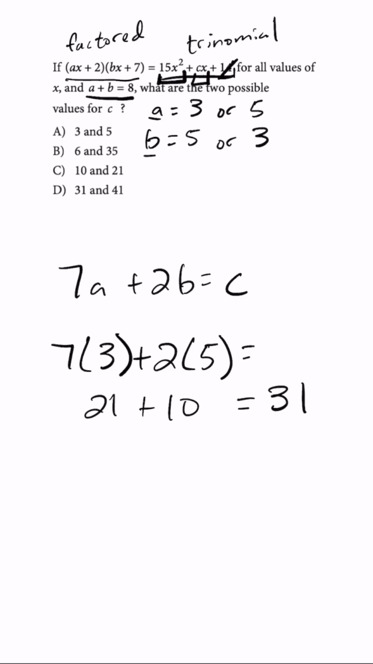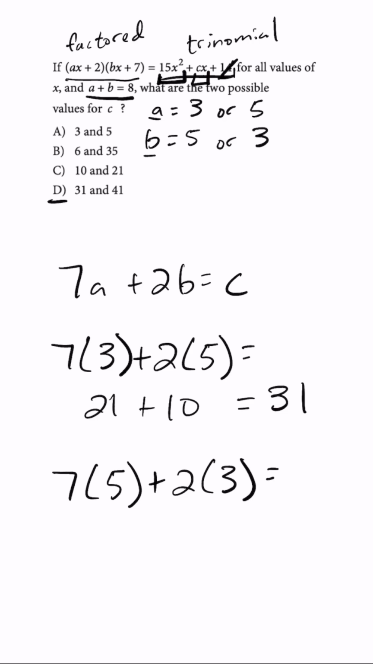Okay, now there's only one option that has 31, so we probably know what the answer is, but let's go ahead and finish it just in case. So the second combination is going to be 7 times 5 plus 2 times 3. So 7 times 5 is 35, plus 2 times 3 is 6, and 35 plus 6 is 41. So we get 31 and 41 as our two possible values for c, and we can obviously see that that is letter D.